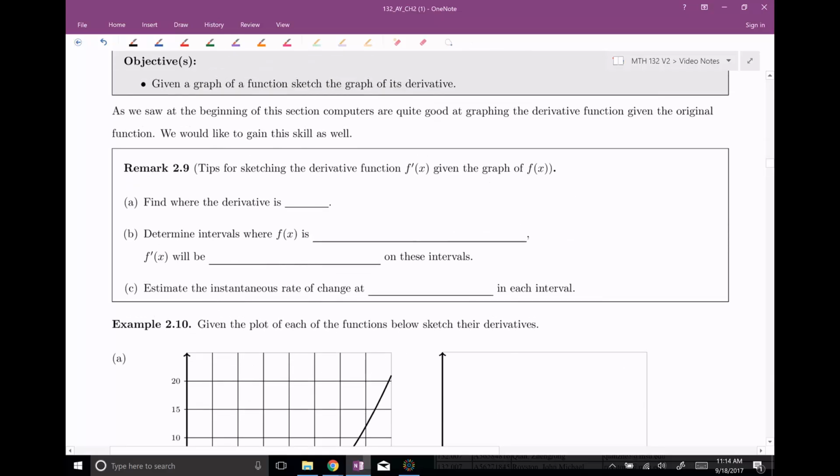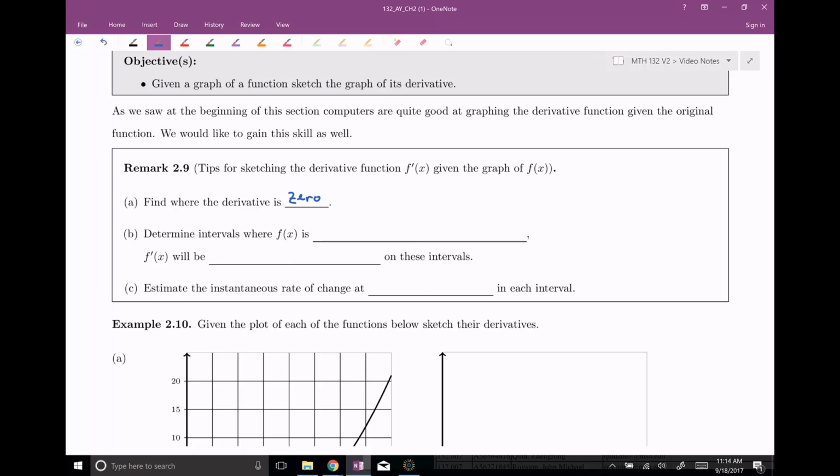The first thing that you want to do is find where the derivative is 0. The claim is, this is a nice point. It's an easy one that we can identify here. We'll see as we get into this example. But we want to figure out where the derivative, aka the slope, is 0.